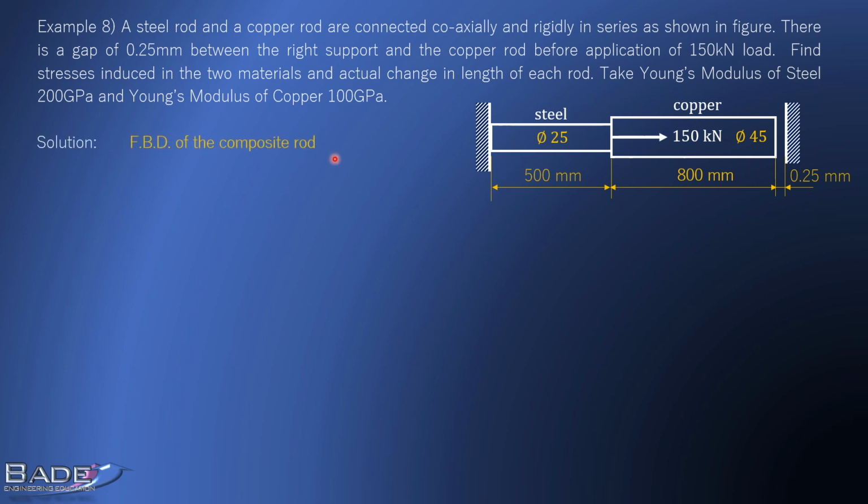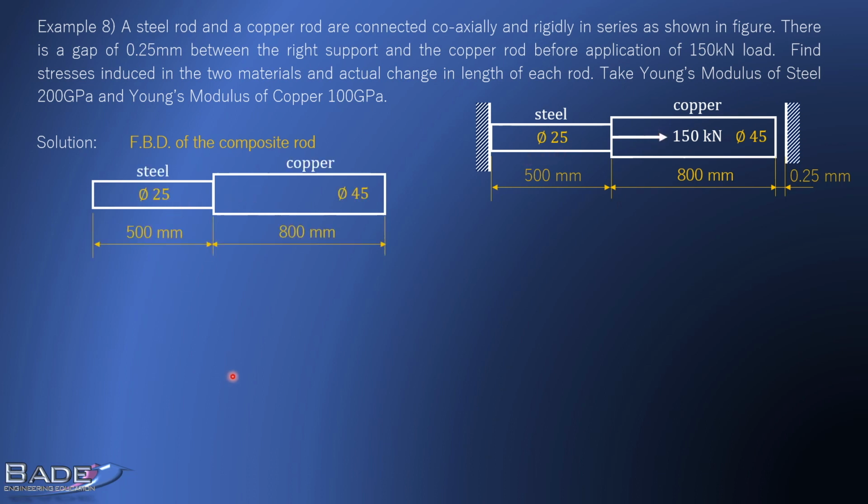Free body diagram of the composite rod. Because you want to find force in a member, you must know all forces acting on the rod. So first of all, we'll find external forces. So here is the member. There is a 150 kilonewton force at the junction. So show that force, 150 kilonewton. And then reaction. At the left support, I have shown reaction RS.